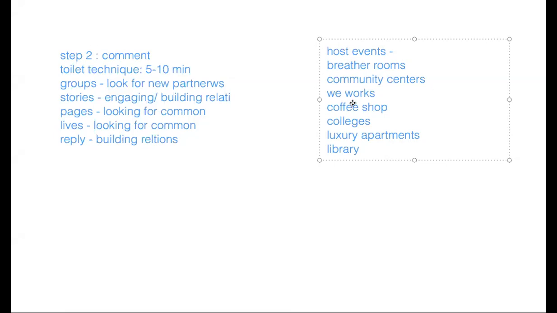WeWorks has rooms. They're usually small. They don't fit more than 30 people, but you can get them at an hourly rate, just like the Breather room. So if you're trying to host an event, you can even go on Google and search, where can I book a room? Where can I make an event? And find something that's of low cost or even free.